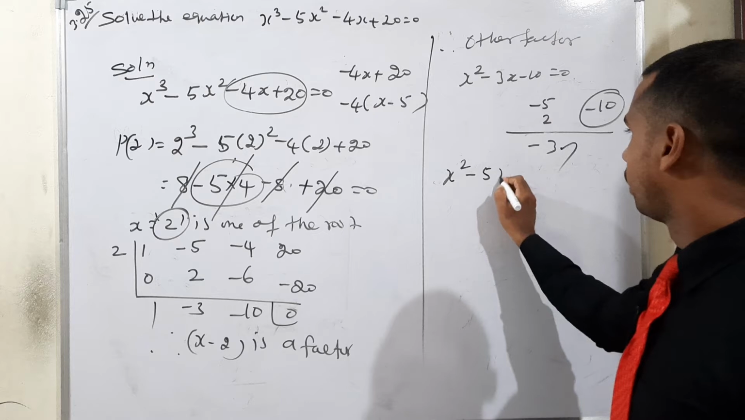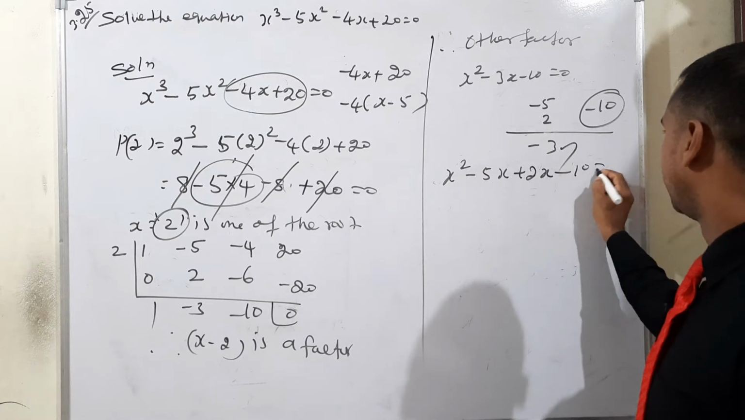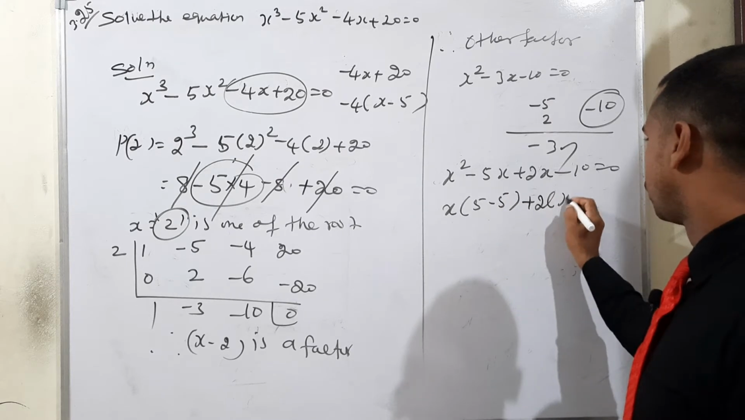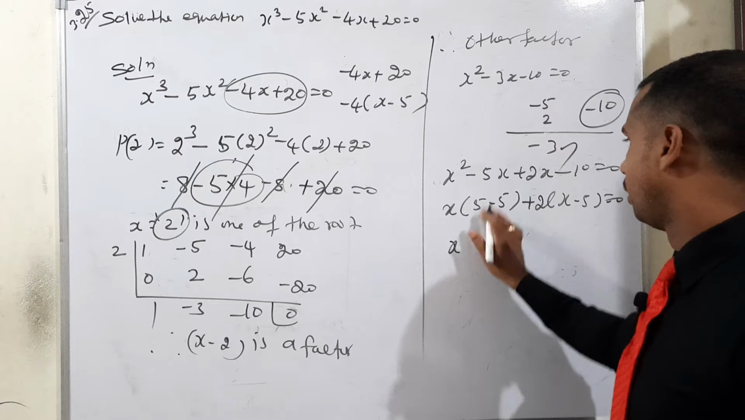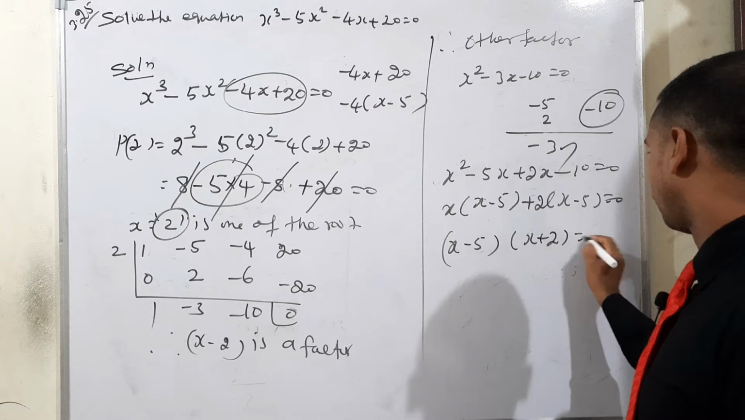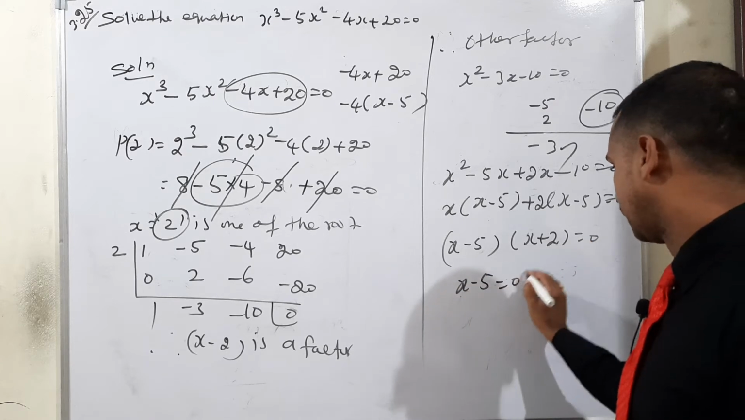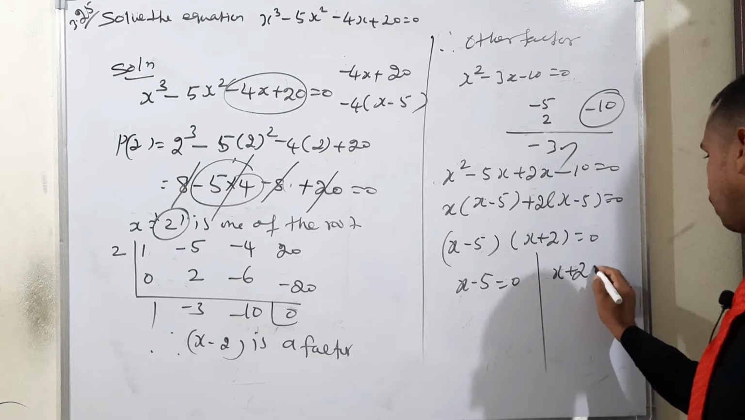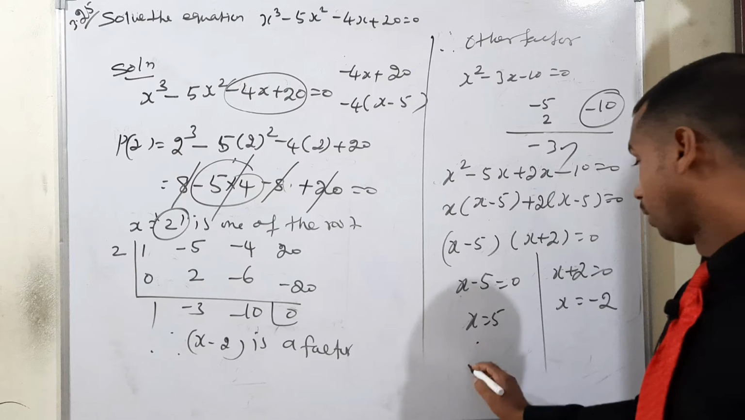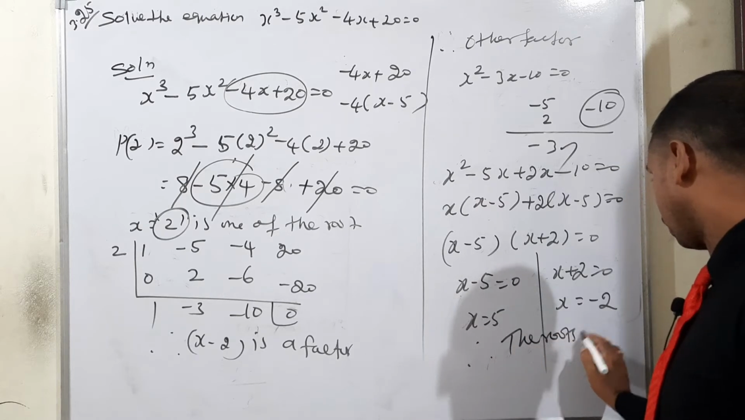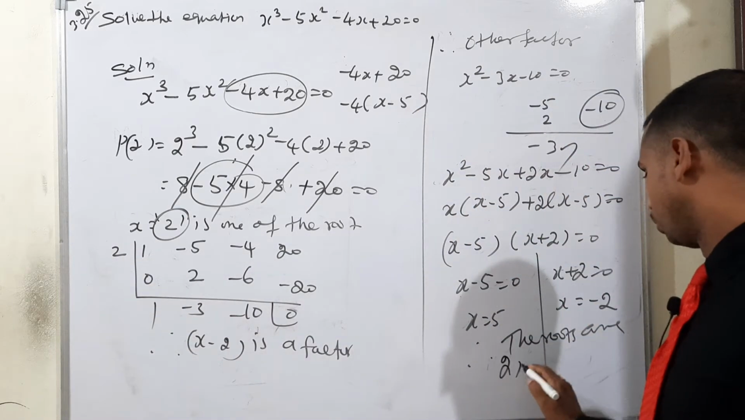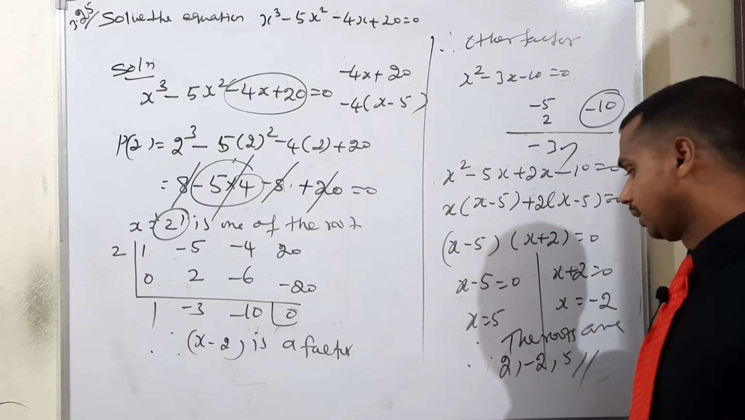Therefore x square minus 5x plus 2x minus 10 is equal to 0. Again x common outside means x minus 5, plus 2 common outside means again x minus 5. Therefore x minus 5 is the common factor, and the remaining is x plus 2 is equal to 0. So separate each factor to 0: x minus 5 is equal to 0, then x plus 2 is equal to 0. Therefore x is equal to positive 5, then x is equal to negative 2. Therefore, the final answer: the roots are positive 2, negative 2, and positive 5. This is the method 2 answer.